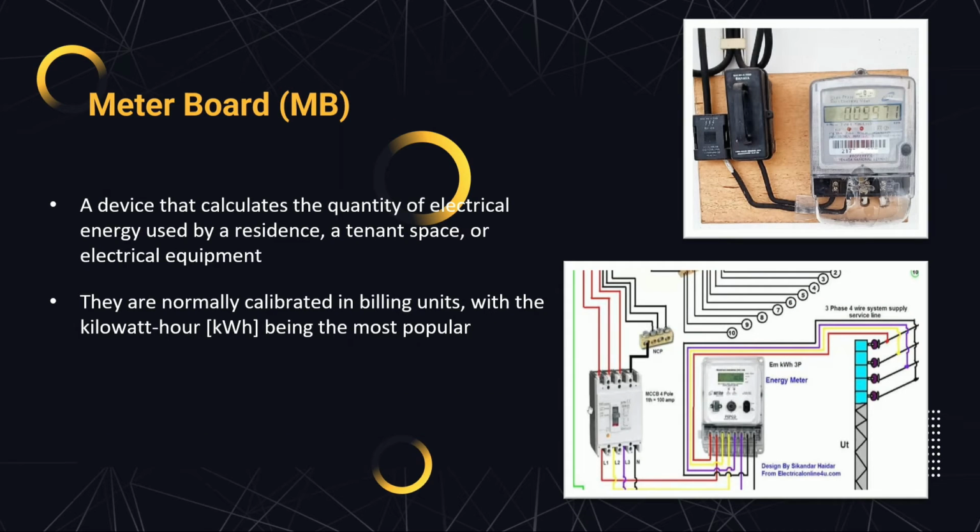Next, meter board. An electrical meter, often known as an energy meter, is a device that calculates the quantity of electrical energy used by a residence, a tenant space, or electrical equipment. Electric utilities monitor the electrical energy delivered to their customers using electrical meters installed on their premises for billing purposes. They are normally calibrated in billing units, with the kilowatt hour being the most popular. In some areas, relays for demand response load shedding during high load times also contain meters.